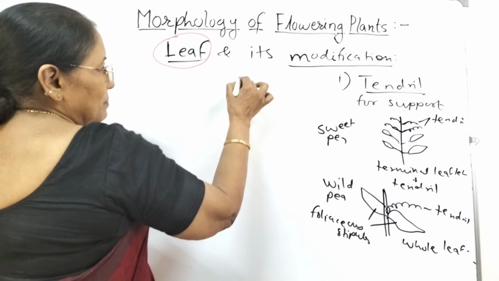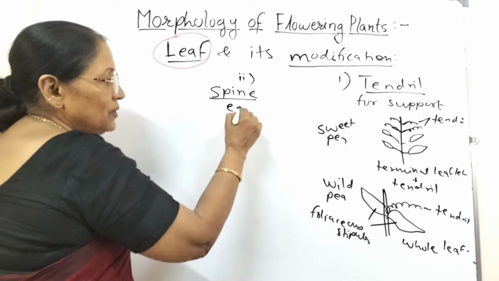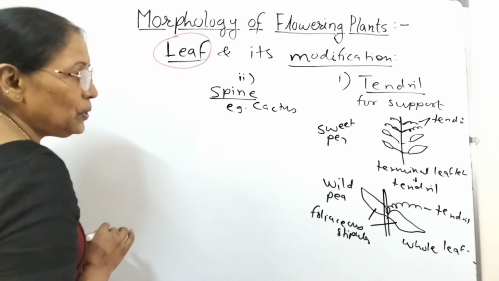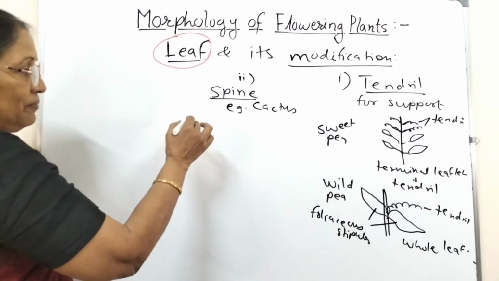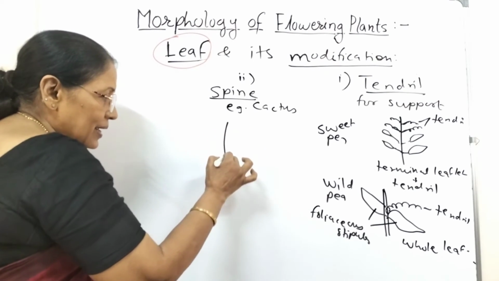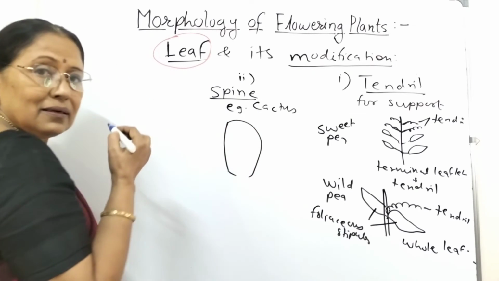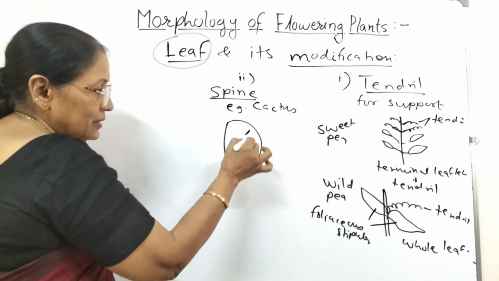Take the second example. This is spine. Example in case of cactus. So two different functions it is having, that is to prevent water loss or for protection from the herbivores. So these are the spines.